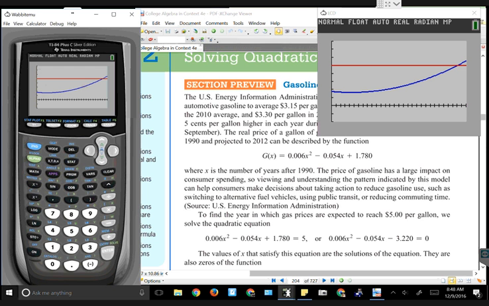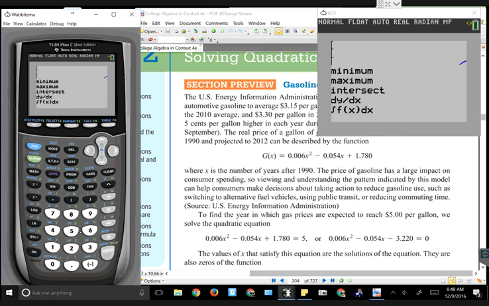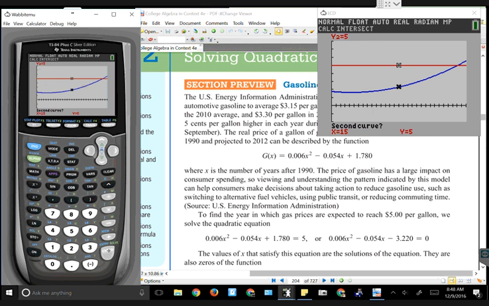So, do they intersect? Do you know how to find the intersection of two graphs? Oh yeah. So we go second, calculate, and we hit 5, intersect. That's one graph, that's two graph. Yes, no, you will figure it out yourself. So it says 28, basically in 28 years from 1990, we should be looking at $5 a gallon gas according to this formula.